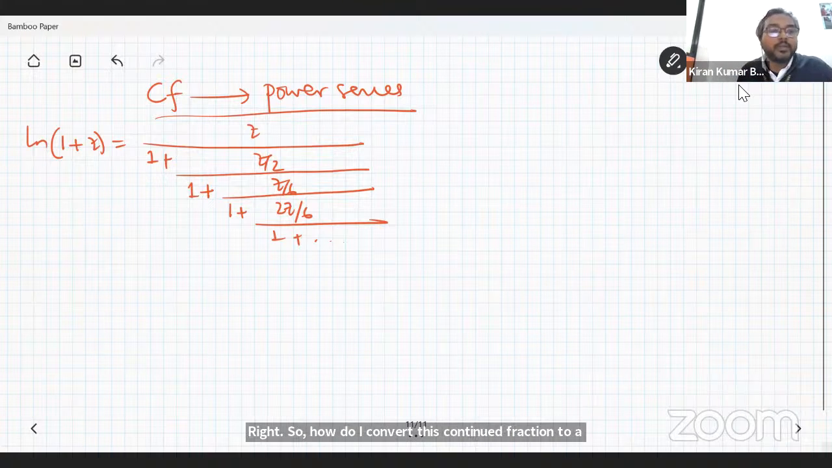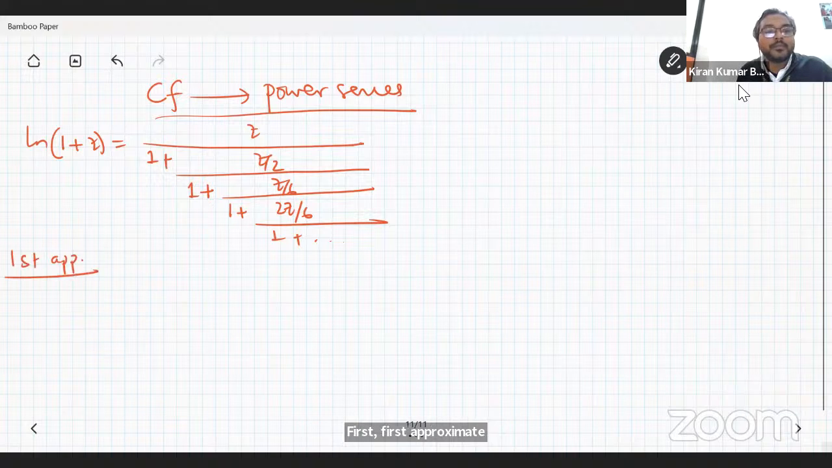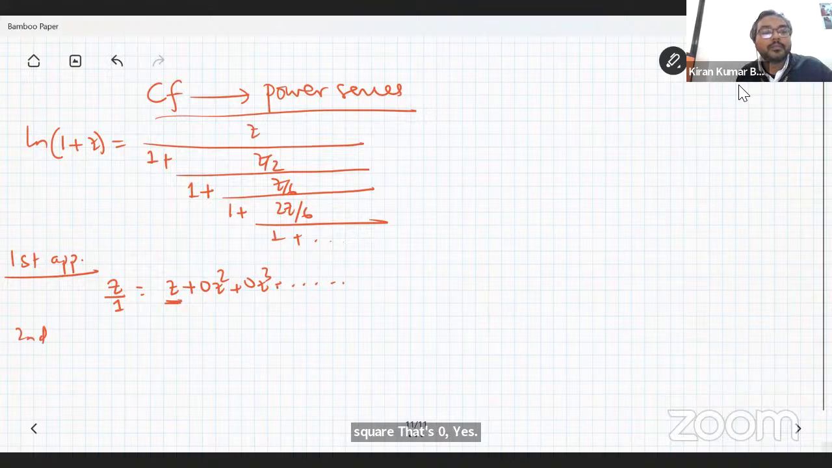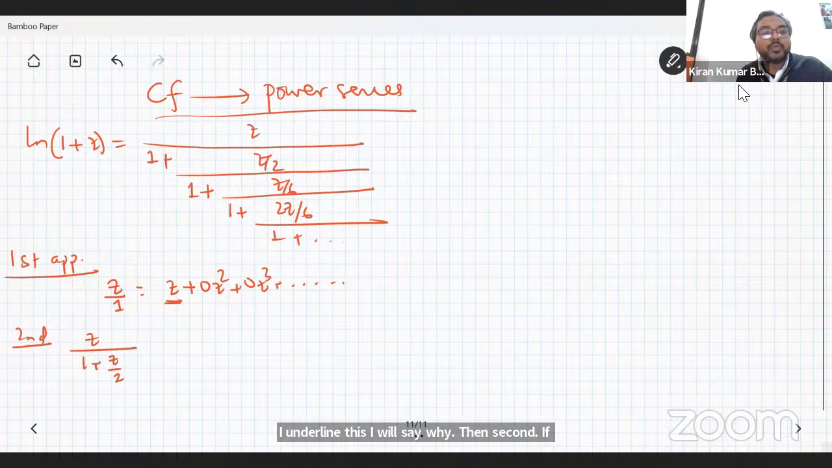So what I do, first approximant is z by 1, and I write this as z plus 0 z square plus 0 z cube plus so on. I underline this, I will say z. Then the second is z by 1 plus z by 2. If you simplify this, you will get z minus z square by 2.